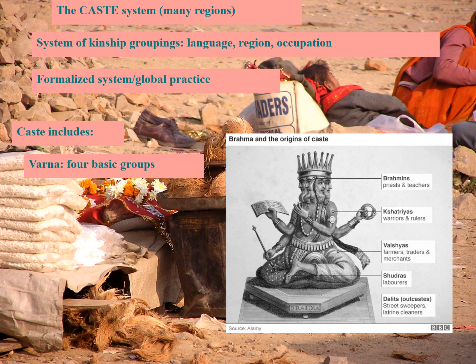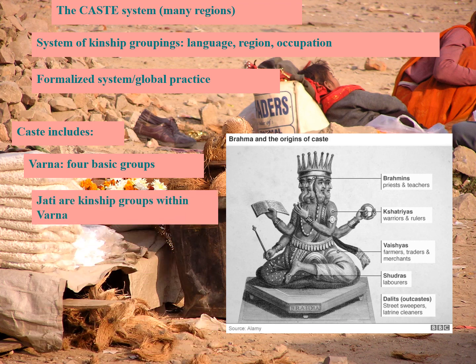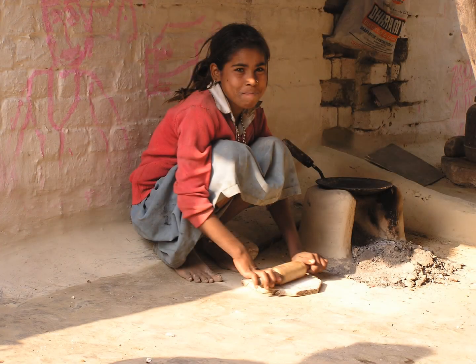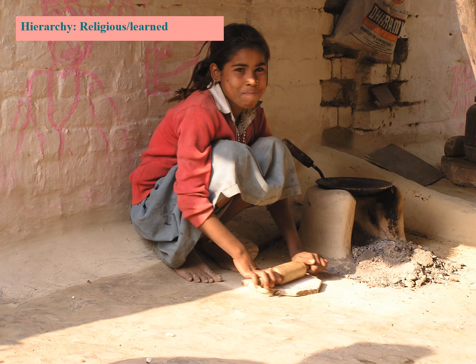So the caste includes the 4 basic groups, which are the Varna, right? And within that are Jati, which are the kinship groups. So you can move within the Jati, right? So you could marry other groups, but you're just not moving within your caste. And as I said, at the bottom of our group are the Dalits, formerly known as the untouchables.